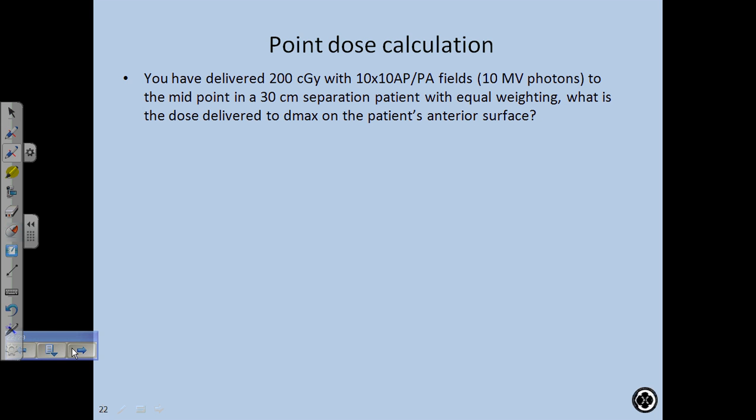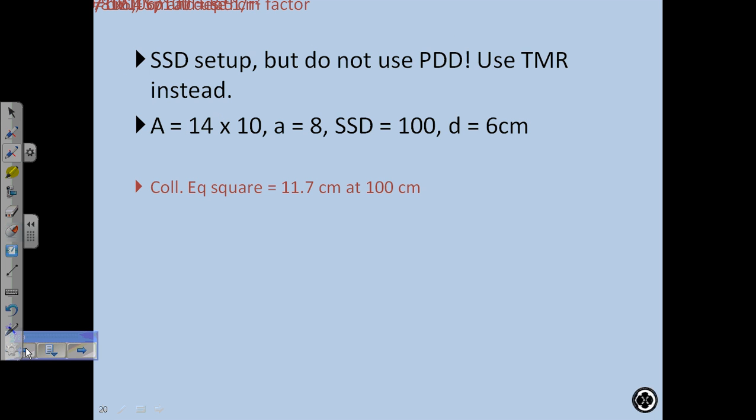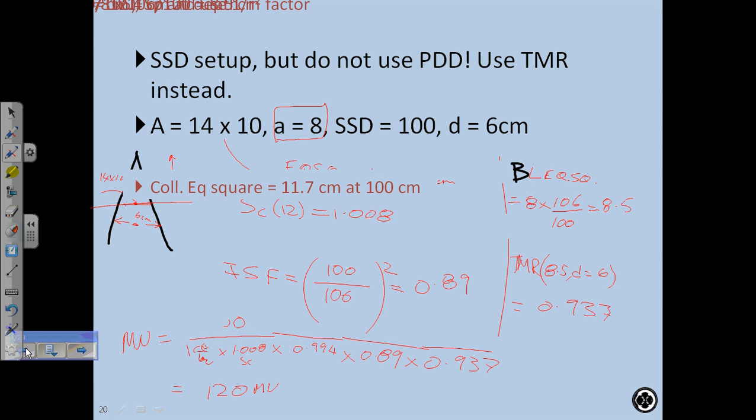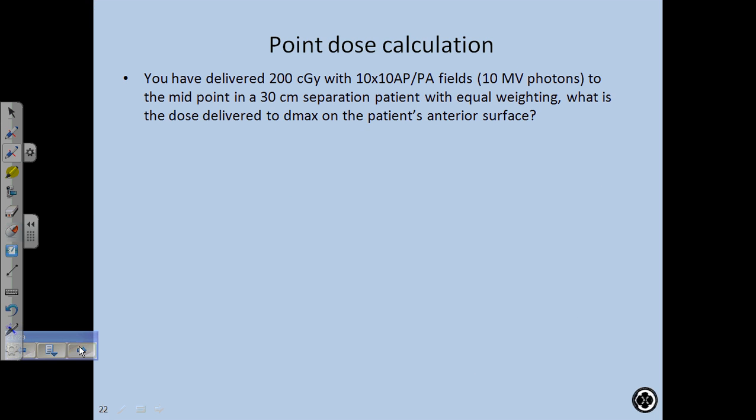There's a solution there. Collimator Coleman square is 11.7 at 100. There's a lot of jumbled stuff at the top. I think it all got crammed in there. It's all there. Then use the inverse square to get 12.4 centimeters of depth, the block equivalent square. And then you find TMR, SC is based on 11.7, SP, and use the inverse square. Okay. Point dose calculation.